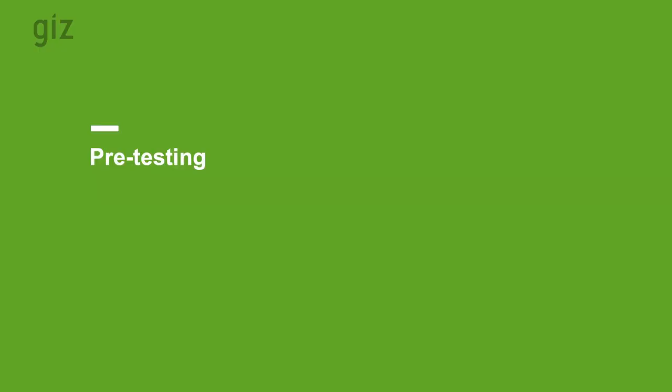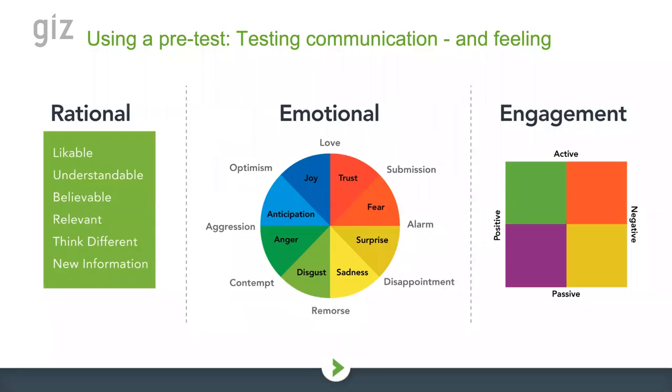Now, I want to talk quickly about pretesting. This is an important thing that we do to make sure our messages come across well. And this is the idea that you're going to show it to a group of people like the target audience before you actually launch the message, so you can find all these problems in advance and correct for them. The problem with pretesting, in my view, is that we're very focused on the rational part of how people react to messages, and we underestimate the power of the emotional and the engagement pieces.